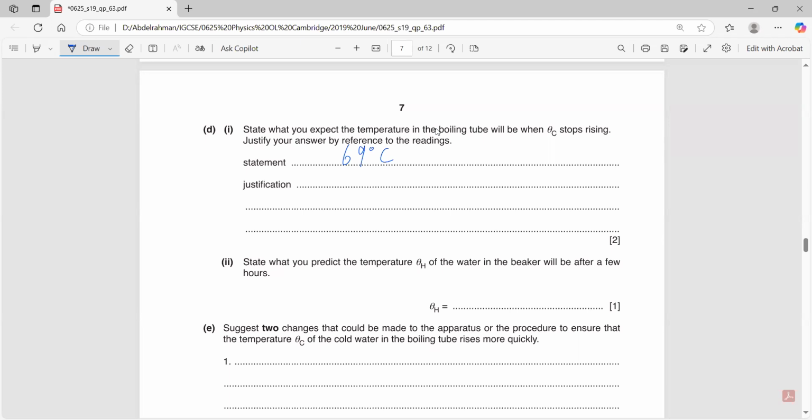Why? Because the rate of heating decreases. It will increase by only 6 degrees. It will increase by only 5 degrees, by 7 degrees maximum, maybe.